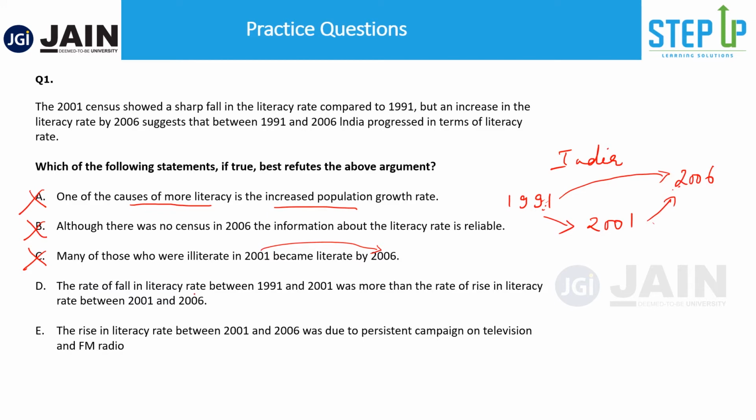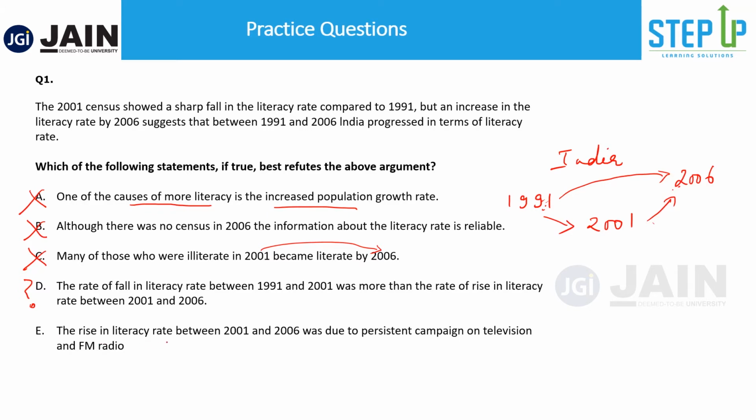The rate of fall in literacy rate between 1991 and 2001 was more than the rate of rise in literacy between 2001 to 2006. He's saying this rate of fall, if this is whatever X percentage, this was more than the rate of rise. If that is the case, then obviously overall, there will be loss only. That means literacy rate would fall. So let's say if this was a 50% decline and this increased by 40%, that means 2006 would obviously be less than what it was in 1991, and which will refute the argument. So I think this could be our answer, but let's look at the last option also.